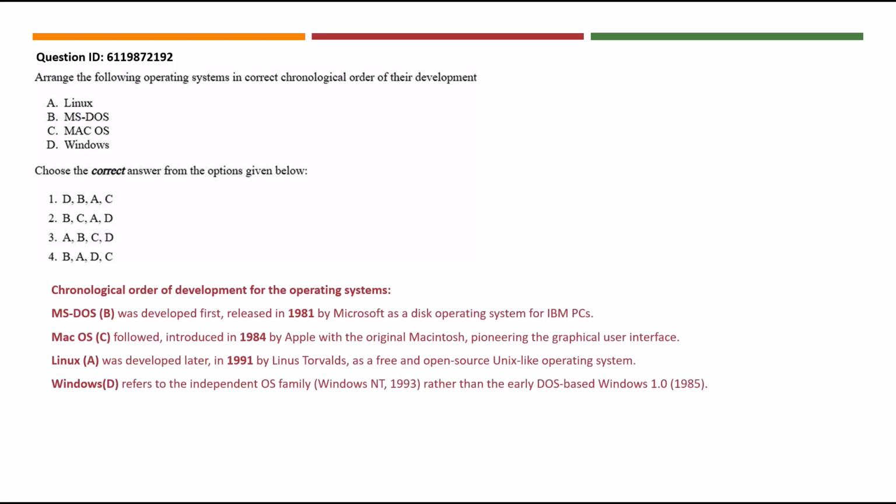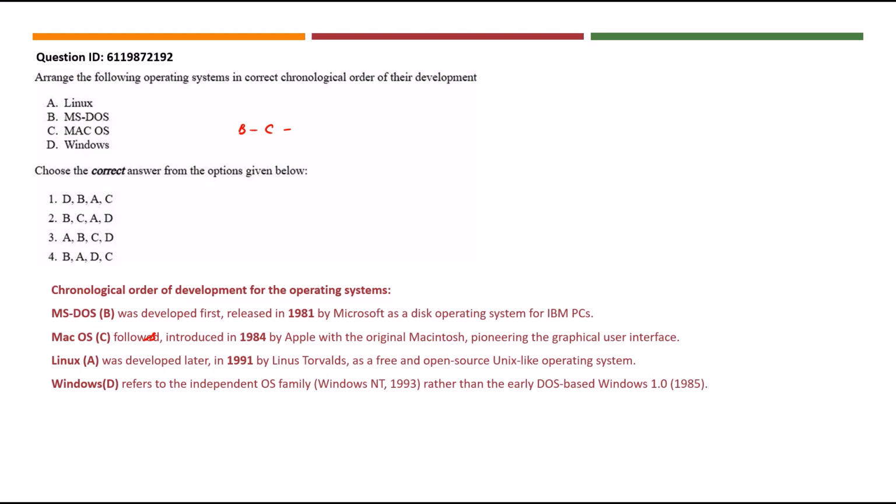Let's see the chronological order of development for the operating systems. We can start with DOS. B. MS-DOS was developed first, released in 1981 by Microsoft as a disk operating system for IBM PCs. You don't have graphical user interface and all, just command line screen only. Mac OS follows DOS, introduced in 1984 by Apple with the original Macintosh, pioneering the graphical user interface. So we have C next.